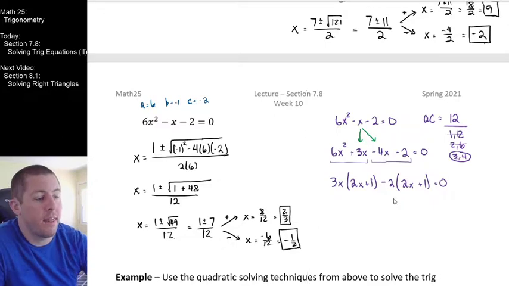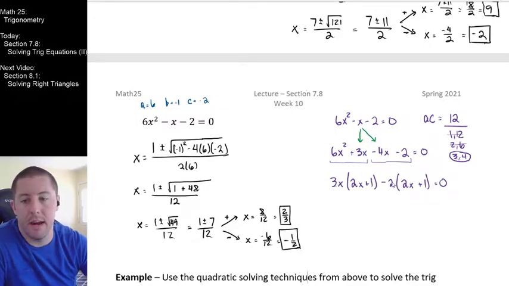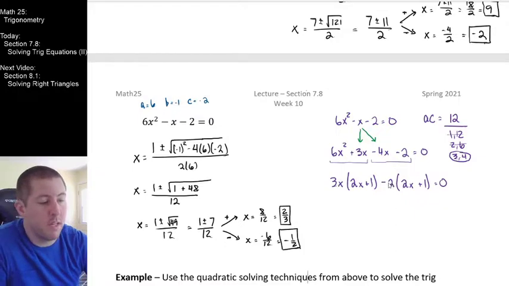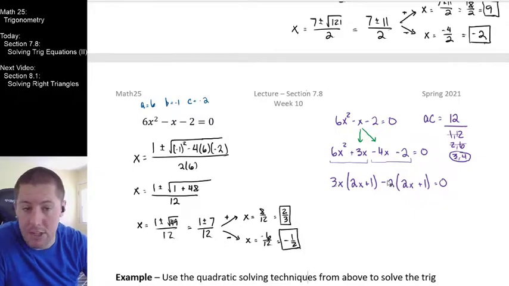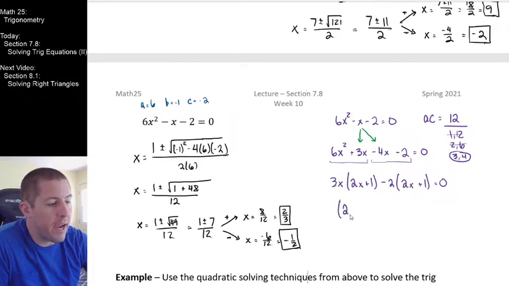So now I can think to myself, out of this first big term and this second big term that are broken down by that minus sign right there, is there anything in common between them? And I'm saying, well, yeah, they both have a factor of 2x plus 1. So now I'm going to factor out that common factor of 2x plus 1 from each grouping.